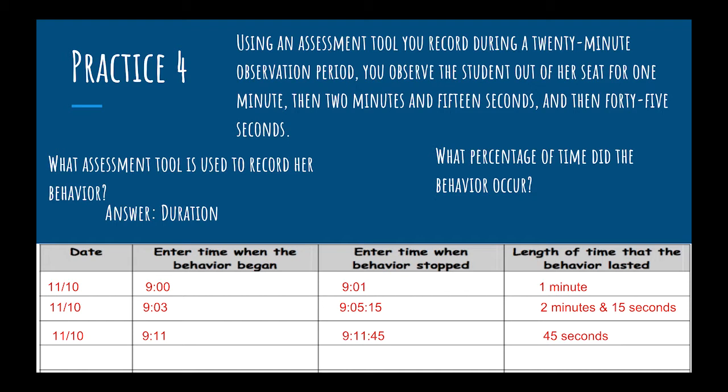Out of the 20 minutes you observed, place the time for the behavior over the time for the observation period. You would get the fraction of 4 over 20. If you were to reduce the fraction, that would be 1/5 of the time, which is equivalent to 20%.